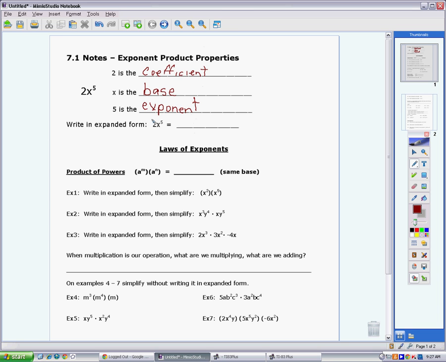Write in expanded form, so we're going to have the 2, the coefficient, and we have x to the 5th power. That means we're multiplying x 5 times. So we get 2 times x times x times x times x times x.